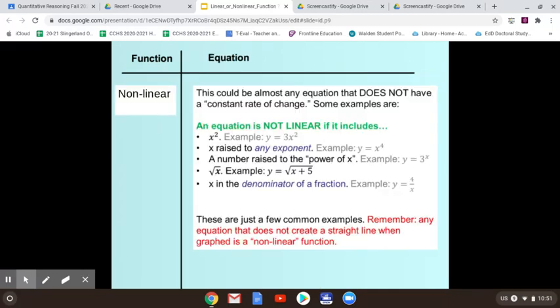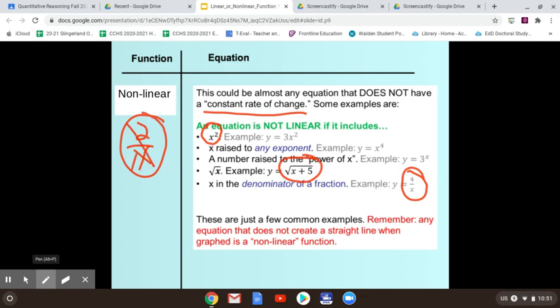Nonlinear. If we have a nonlinear equation, then it's not going to have that constant rate of change. You can have something raised to an exponent, you can have square roots, or you can have variables in denominators. So if I have 2 over x, this is nonlinear. But if I have x over 2, this is linear. Okay? Big distinction there. We can't have variables in the denominator, but we can have them in the numerator.